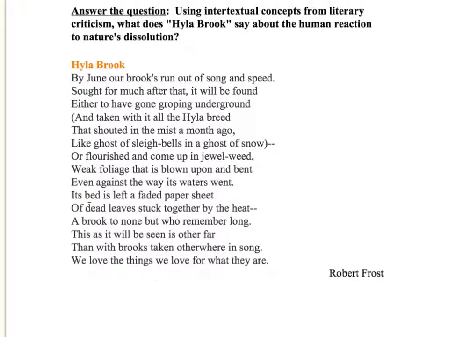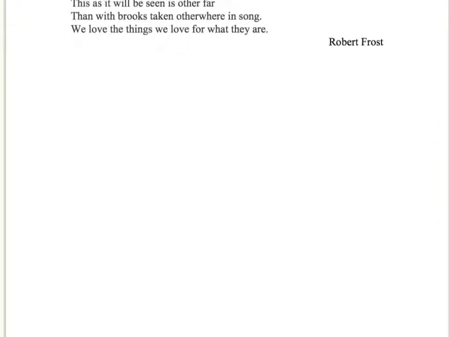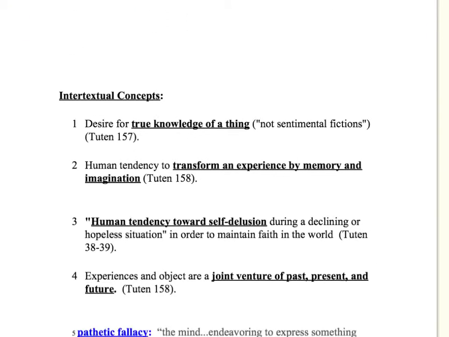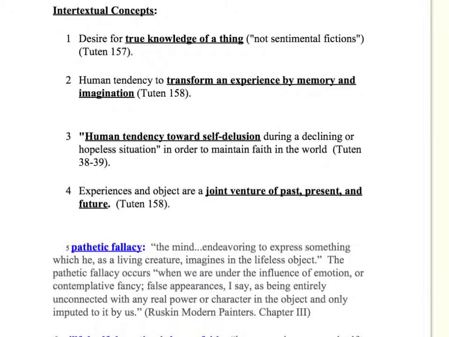Let's take a look at some of the literary critical concepts that came from reading Frost's criticisms of other poems. There are many. And one of the things that recurs in criticism of Robert Frost's poems, and even just reading the poems themselves, is the speaker's desire, the speaker of a poem, the I in the poem, the speaker's desire for a true knowledge of the thing. He doesn't want sentimental fictions. He doesn't want romantic depictions of nature or anything that he's describing. He wants to know the thing in itself. And so that's where we start. He wants to know this brook.